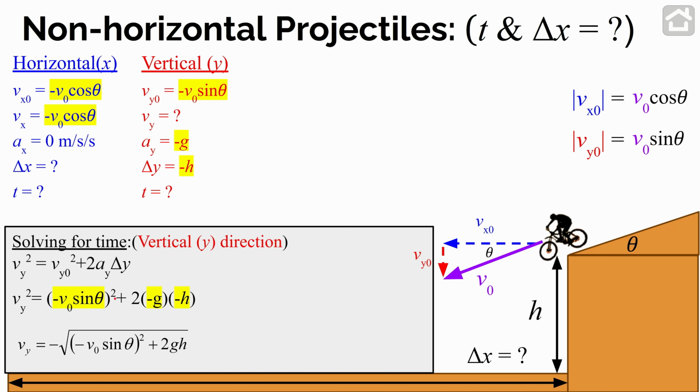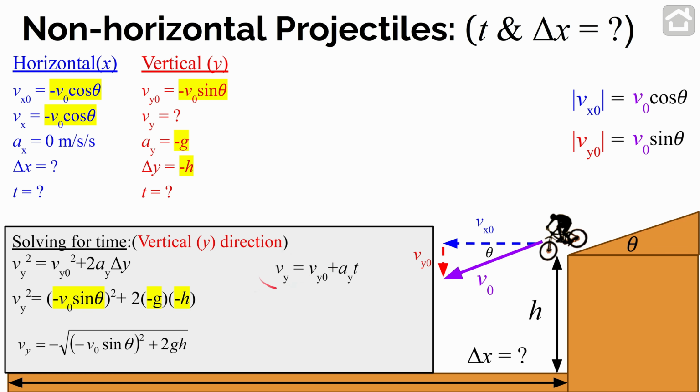But technically it's positive or negative the square root, and we have to decide what the sign is. Well, vertically, it's going to be moving in the negative y direction when it hits the ground, or right before it hits the ground. So we put a negative sign in front of the square root sign. So now we can use this expression for the final velocity in the y direction to solve for time.